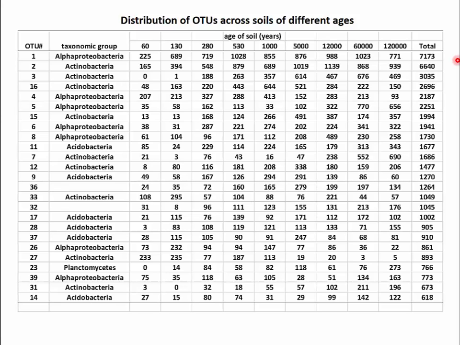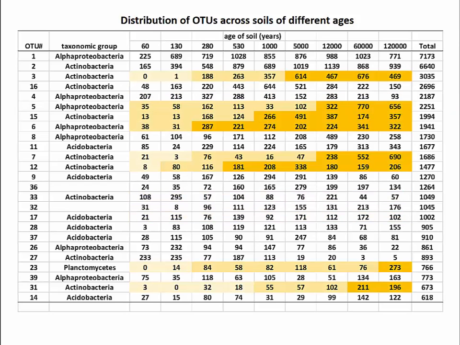Now we can also look at the distribution, and we see some OTUs where the distribution seems to be constant, whether in soil that's 60 years old or 120,000 years old. And then we also see OTUs that seem to be becoming abundant in the older soil. So each column is normalized to 10,000 sequences, so we're making a fair comparison. So this OTU3, for instance, was nearly absent in the very early soils, but became one of the most abundant in the older soils.